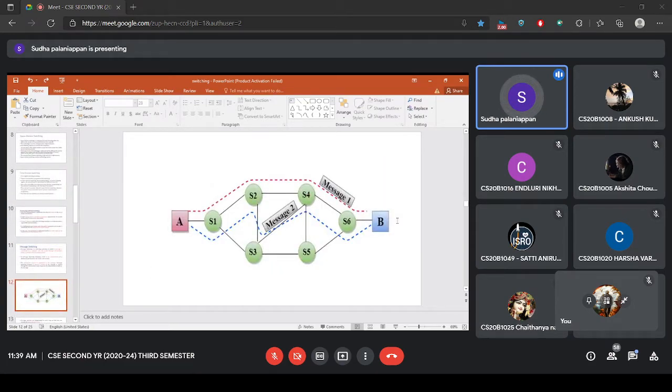So there are some intermediate nodes. Message 1 goes from sender A to B through S1, S2, S4, and S6. For message 1, there are 4 intermediate nodes: S1, S2, S4, and S6. And message 2 goes in a different way, which is given in the blue line.